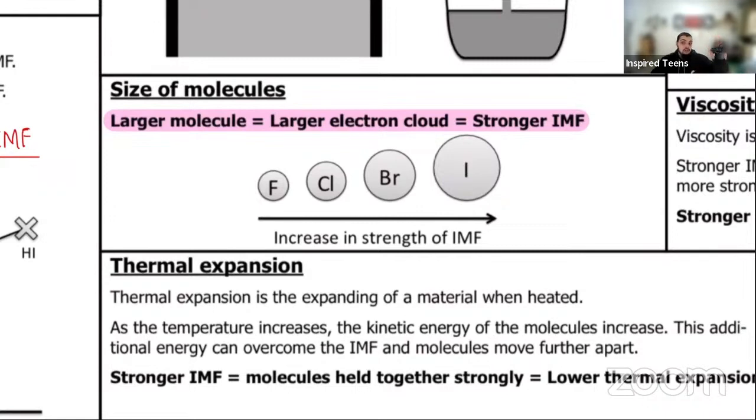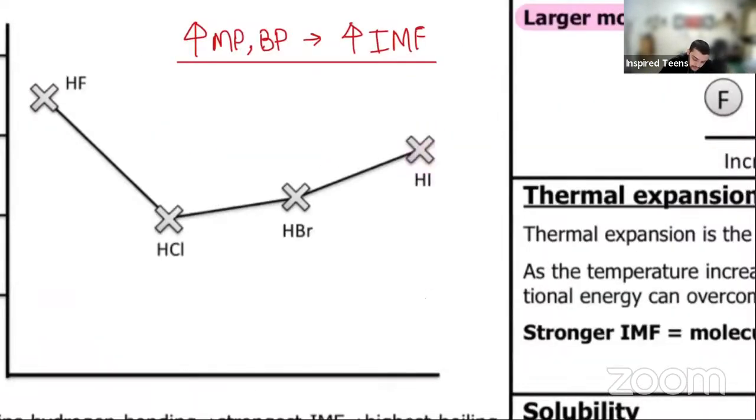The larger the molecule, the stronger the intermolecular force. The smaller the molecule, the weaker the intermolecular force. So here, iodine is bigger than bromine, which is bigger than chlorine. So that's why, even though these are all dipole-dipole forces, the intermolecular forces between HI molecules are stronger than bromine because it's bigger than bromine. And bromine is stronger than chlorine because bromine is bigger than chlorine.